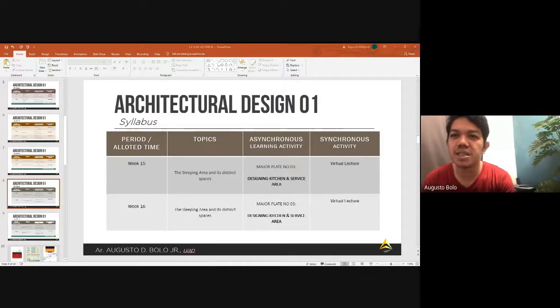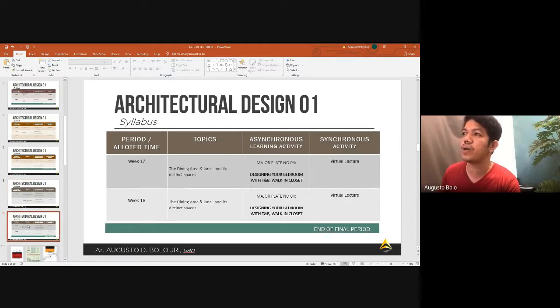On weeks 15 and 16, designing kitchen and service area. So that is part of your major plate number 3. For the next weeks before the final week, weeks 17 and 18, ang gagawin naman natin is designing your bedroom with your P&B and walk-in closet. Kung ano yung walk-in closet, we will be finding out later on. Okay? So that is our study plan for the first semester.